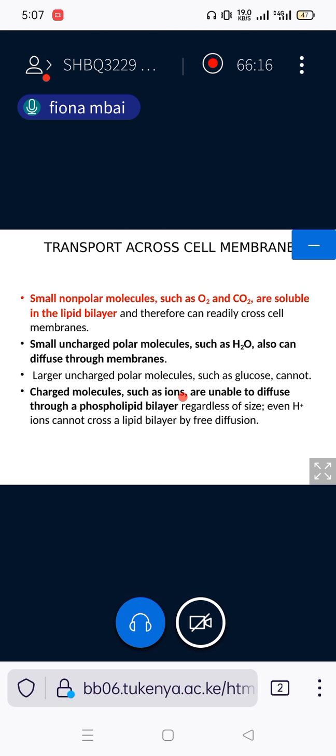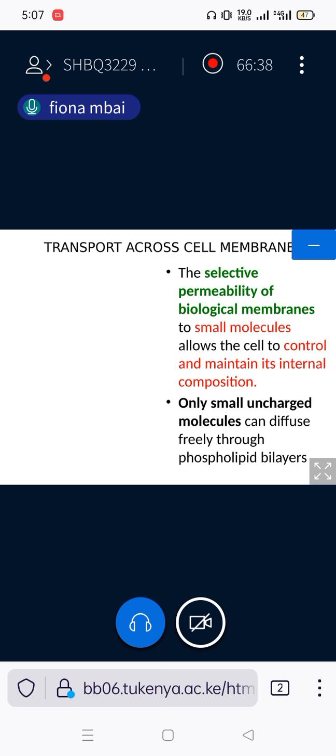So charged molecules such as ions are unable to diffuse through the phospholipid bilayer regardless of the size. Even protons, hydrogen ions, cannot cross by free diffusion. What moves in and what moves out is tightly controlled by the phospholipid bilayer.